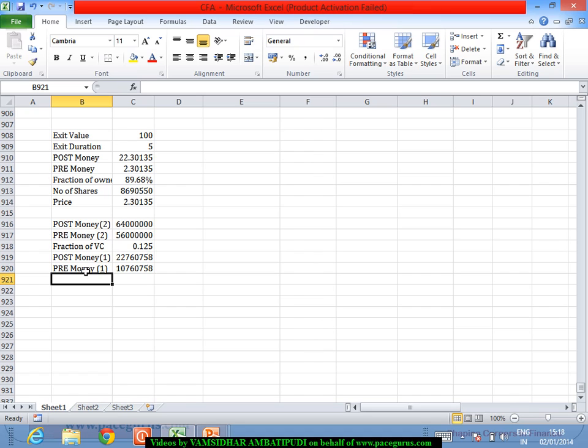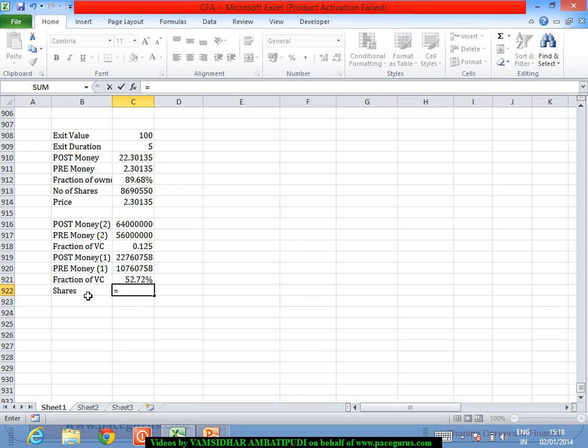And for the first phase, if I want a fraction of VC shares, for the first period, the fraction of VC share is the initial investment, which is 12 million divided by the post money value, which is going to be this. So the VC share initially is going to be somewhere around 52% or close to 53%. Initially the VC share is going to be 52.72%.